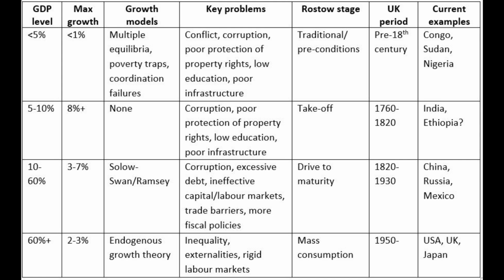And so you might actually find that small differences in institutions or preconditions can make a big difference to growth prospects. This is something that I think needs quite a lot of further research. Now, the next phase of GDP growth seems to be something from about 10 to 60% of US GDP levels.